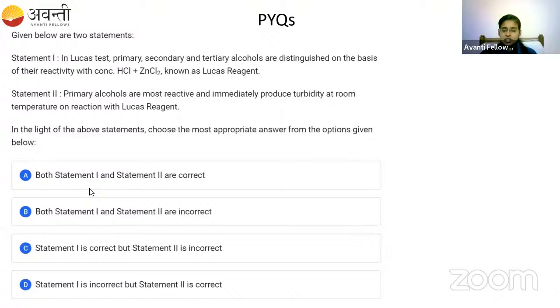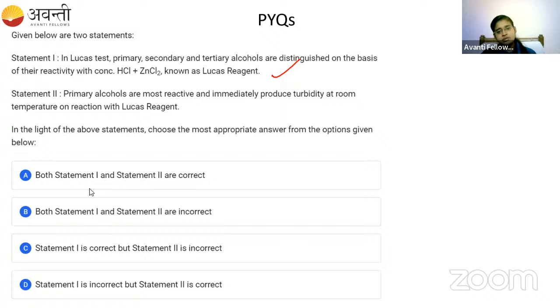It is also a statement type question. Statement 1 says that in Lucas test, primary, secondary and tertiary alcohols are distinguished on the basis of their reactivity with concentrated HCl and zinc chloride, which is known as Lucas reagent. Is it true? Can you distinguish primary, secondary and tertiary using Lucas reagent on the basis of their reactivity? Yes, exactly correct. Statement 1 is correct. We can distinguish between the types of alcohols by their reactivity using the Lucas reagent.